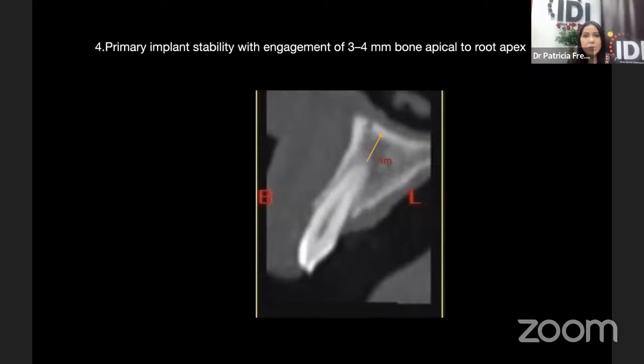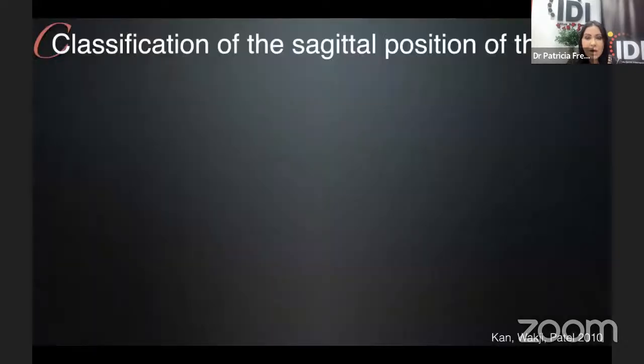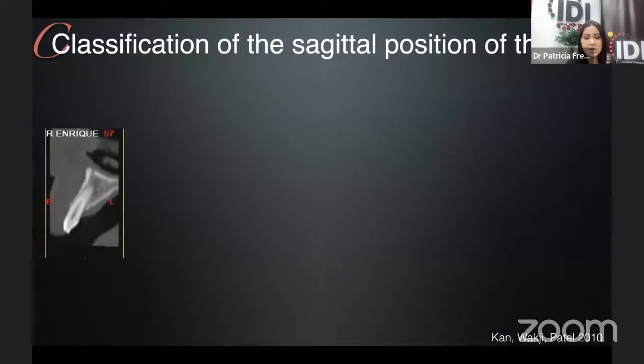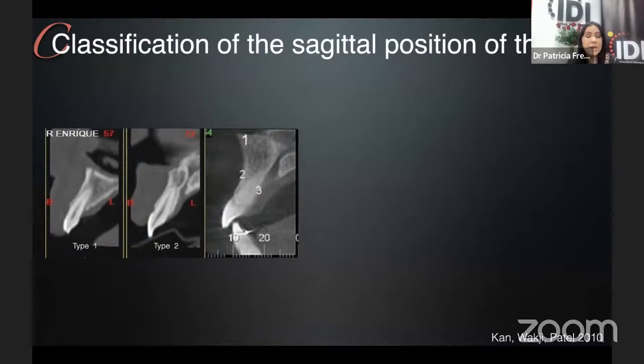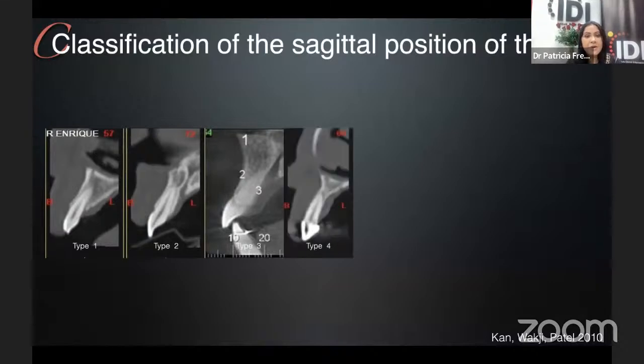And another point that we have to remember is that we cannot, or we should not, work with immediate implants without tomography. This is a very critical point, because now you will see that using that element, the tomography, is the only way to determine the sagittal position of our root in the bone. See, we have 4 scenarios. We have scenario type 1, type 2, type 3, and type 4. And look at type 4. We can hardly determine if we have buccal bone and palatal bone.